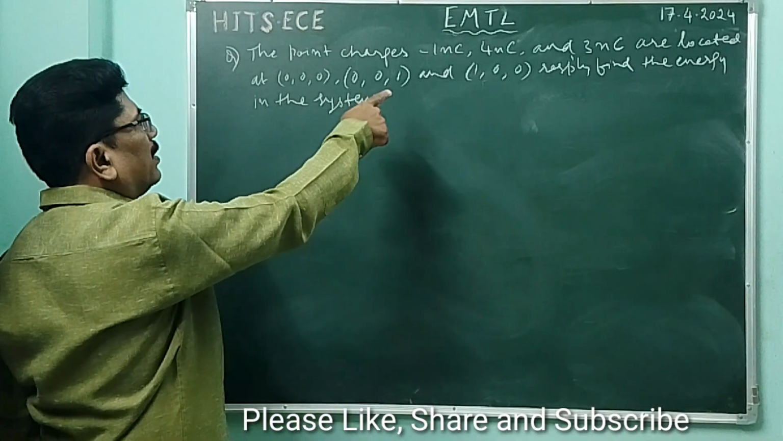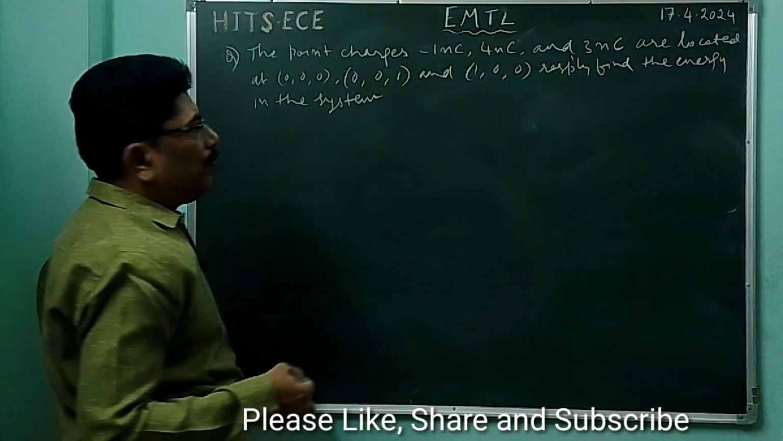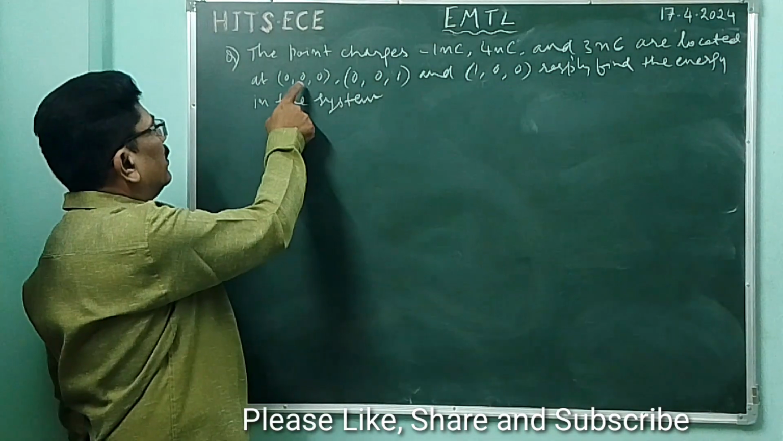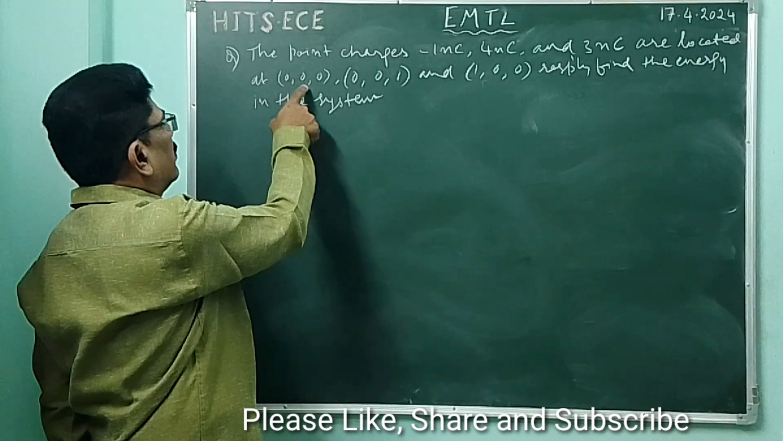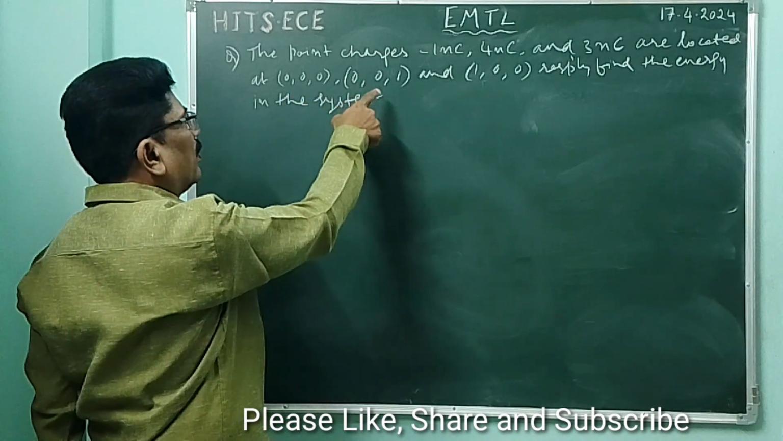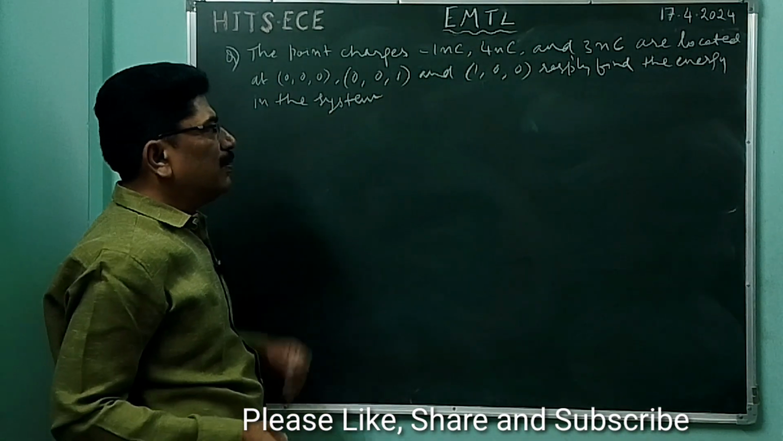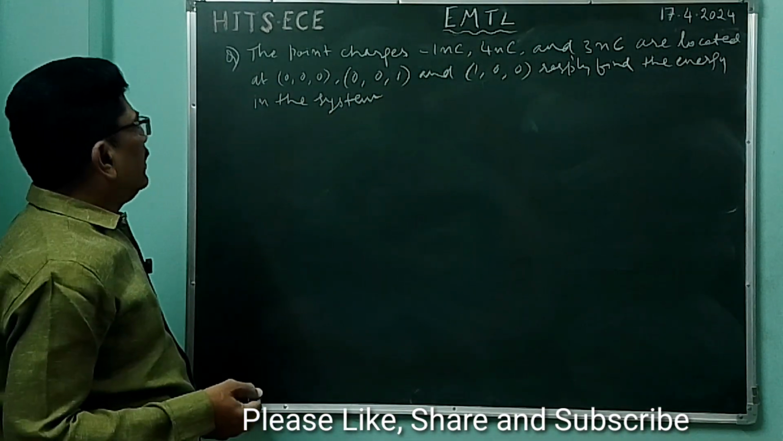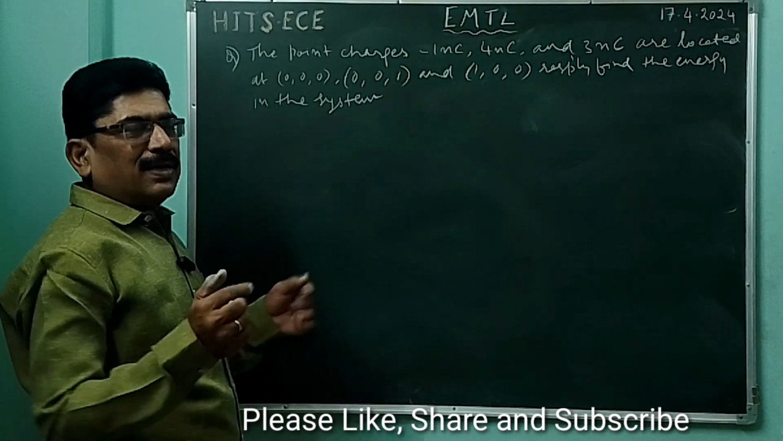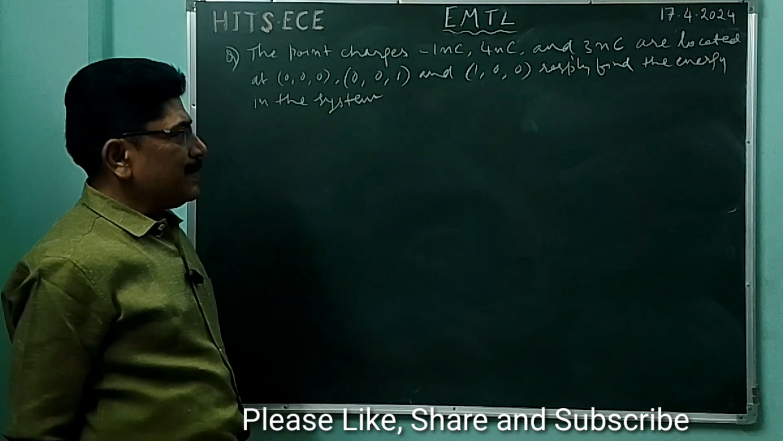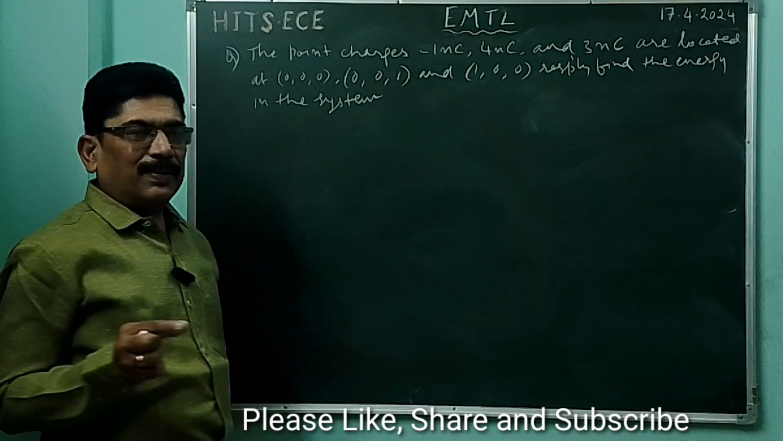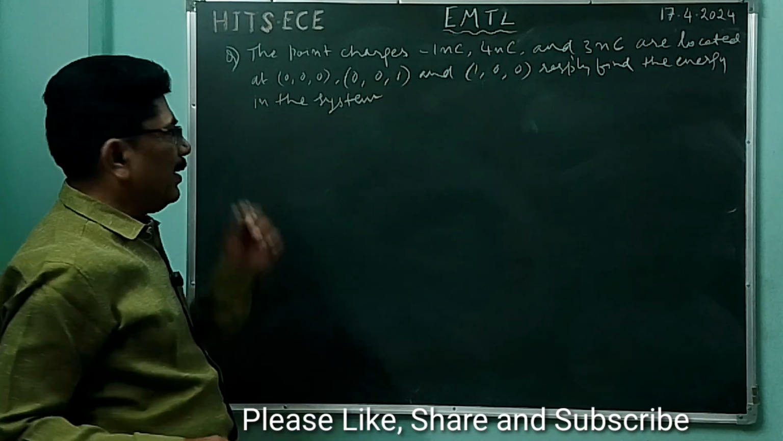The point charges minus 1 nanocoulomb, 4 nanocoulombs and 3 nanocoulombs are located at coordinates 0, 0, 0, and the second one is located at 0, 0, 1, and the third one is located at 1, 0, 0 respectively. Find the energy in the system. Energy means work done in assembling these charges in the empty space. So we are going to find out the energy required to assemble them, not energy density, only energy required.